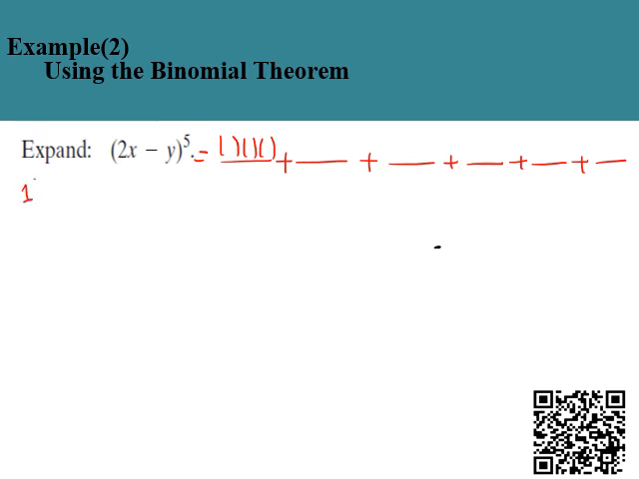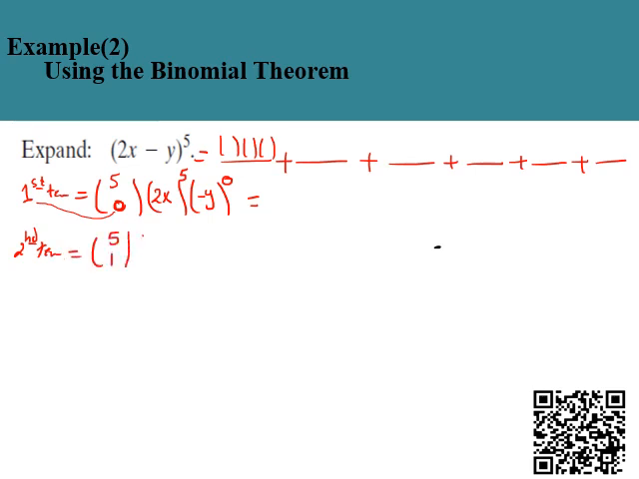So the first term is the power with 0 before the number of the term. Then the first term, 2x, taking the difference between 5 and 0. And then the second term, taking the base of the binomial coefficient. Then the second term is 5 and 1 as a binomial coefficient, and 2x to the power of 5 minus 1, which is 4, and negative y to the power of 1, and the power of 1 is the base.